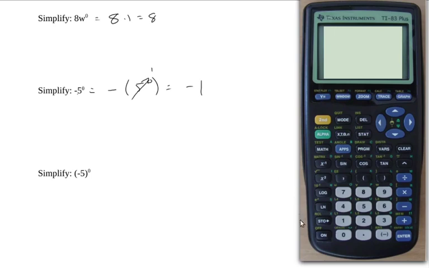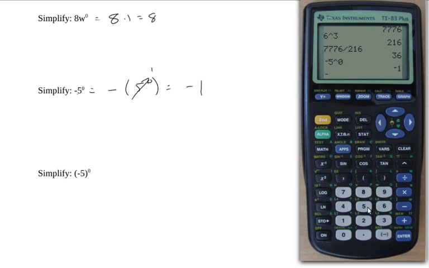If I was to say, if it could turn on for me, there we go. The opposite of 5 to the power of 0, this calculator actually correctly interprets that dash as the opposite of. So when I hit enter, you can see I get negative 1.